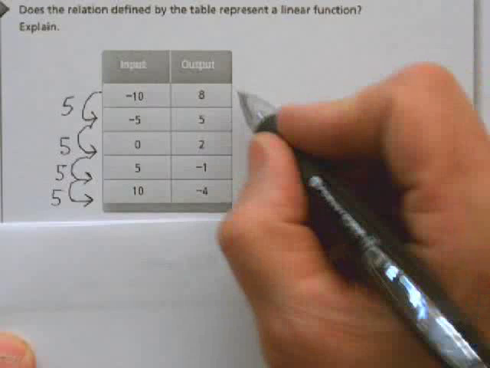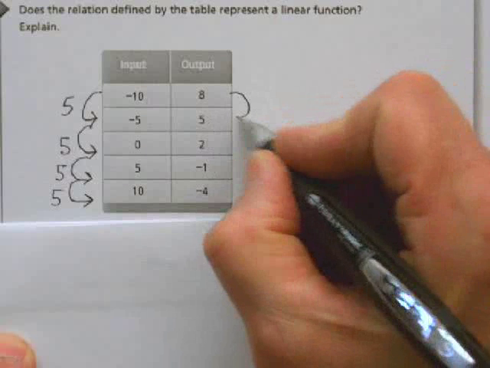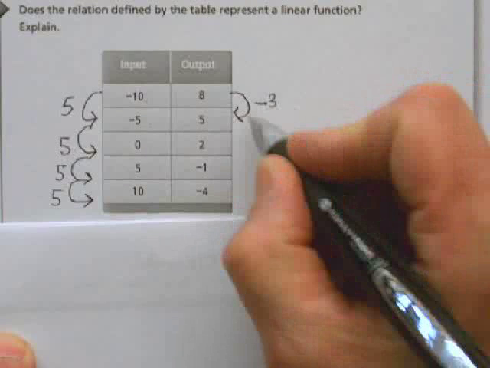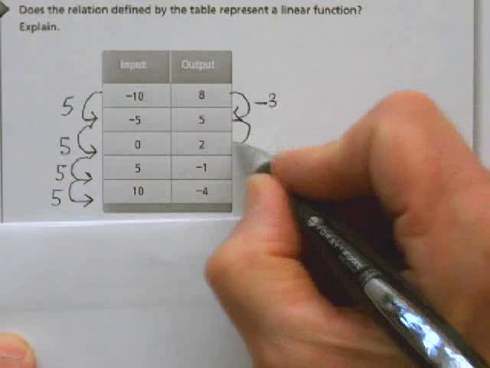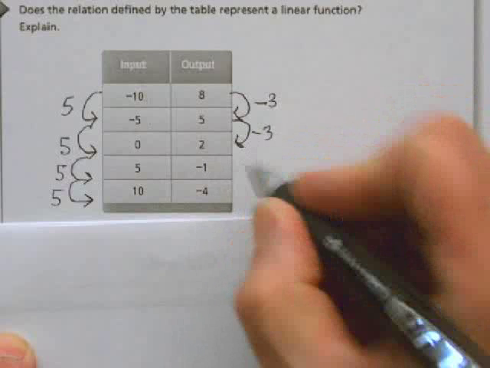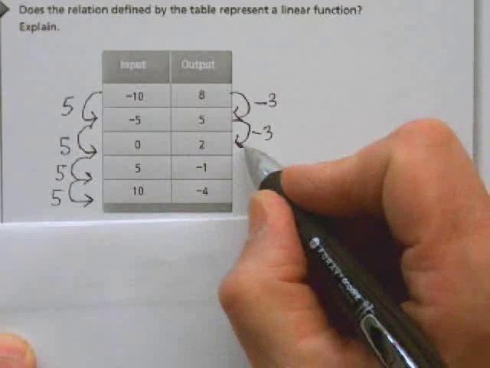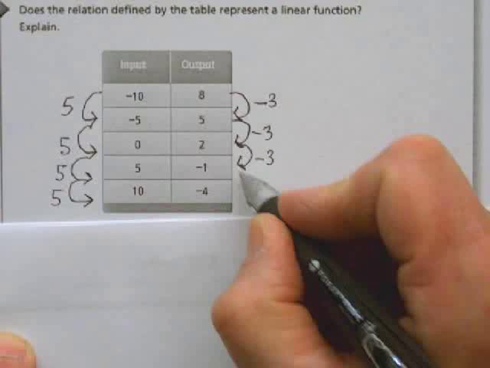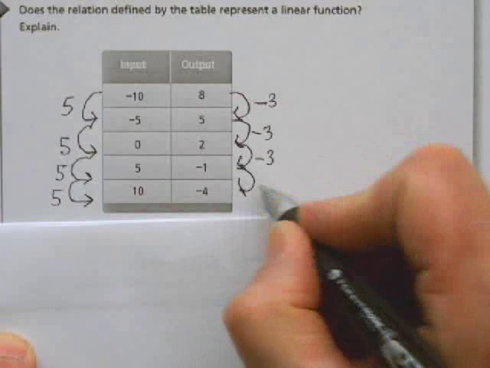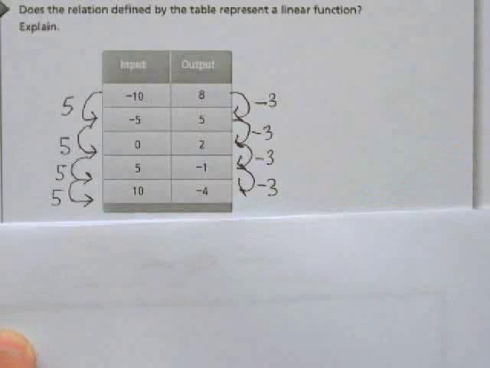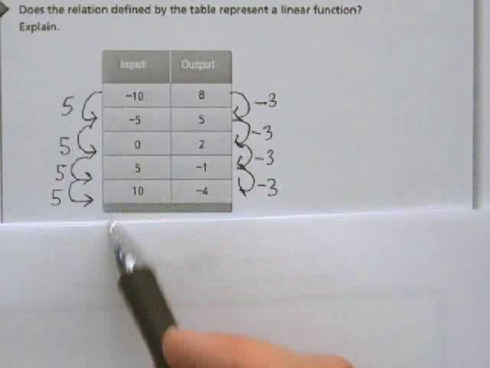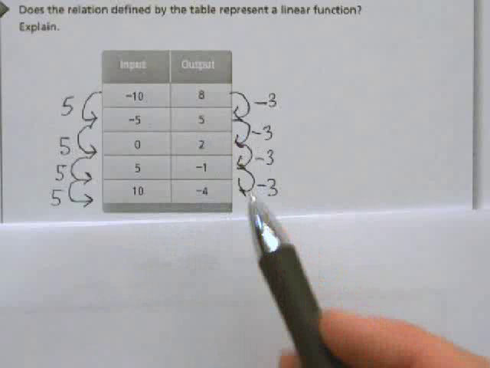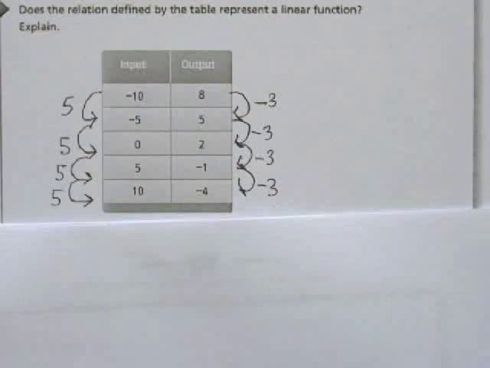Well, here we went from 8 to 5, so that would be -3. And from 5 to 2, that would be -3. And from 2 to -1, that looks like -3. And from -1 to -4, that would also be down 3. So we are consistent. On our x values, we're going up by 5. On our y values, we are going down by 3.